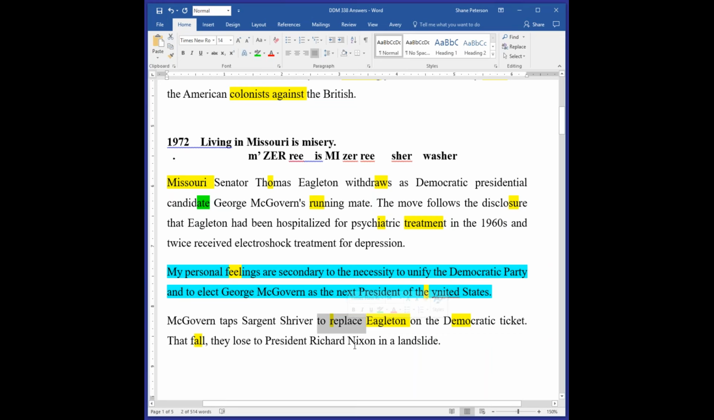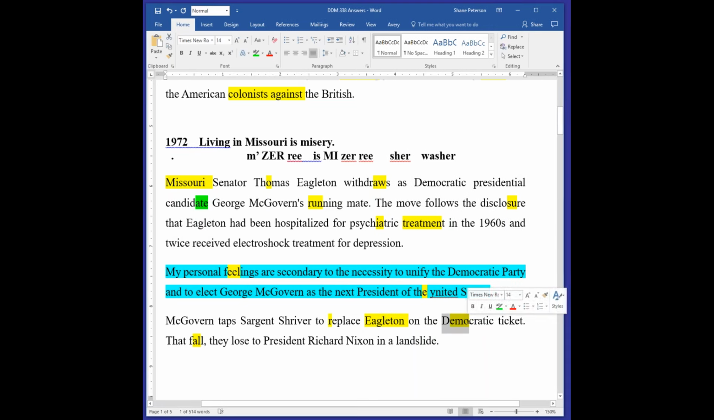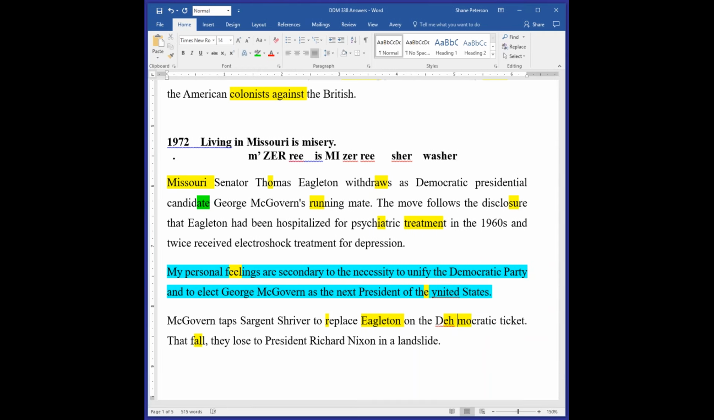To replace Eagleton. Demo, no. Dem. So it really, I want you to do this. Democratic. Democratic. Good. To replace Eagleton on the Democratic ticket. To replace Eagleton on the Democratic ticket. Good. Let's go back here.